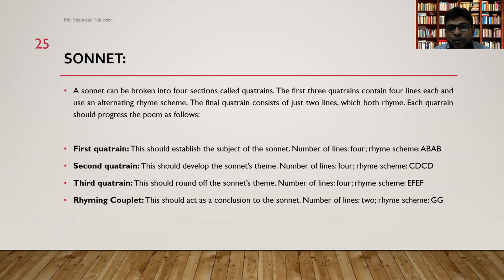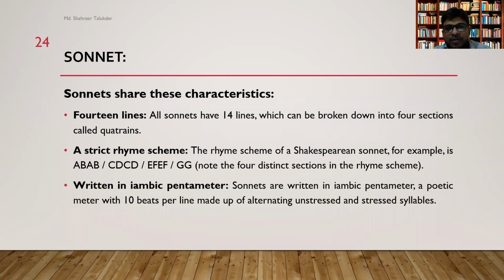Now, here in this slide, you can see a sonnet can be broken into 4 sections called quatrains. We have already mentioned that quatrain means 4 lines. The first 3 quatrains contain 4 lines each, and I have already shown you that in the Shakespearean or English sonnet. That is the rhyming pattern you can see on this screen, a strict rhyme scheme: A, B, A, B, C, D, C, D, E, F, E, F. So you see 3 quatrains, that means 3 multiplied by 4, 12 lines. So 1 quatrain is equal to 4 lines.